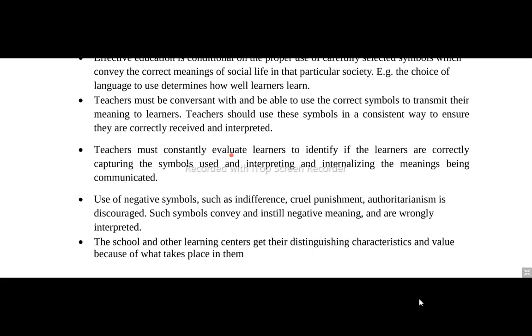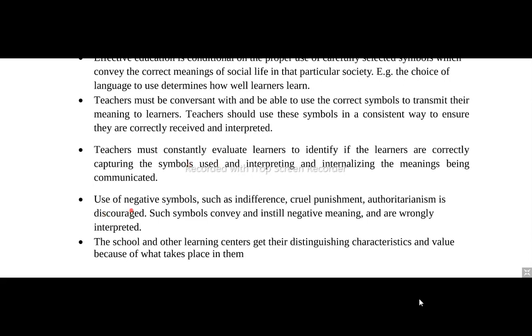Same as English, those subjects where you introduce a new symbol. For example, the words that you may use when teaching, you come across new words. Those will be new symbols. So before the end of the lesson, you give an exercise to see whether the learners have understood those symbols.